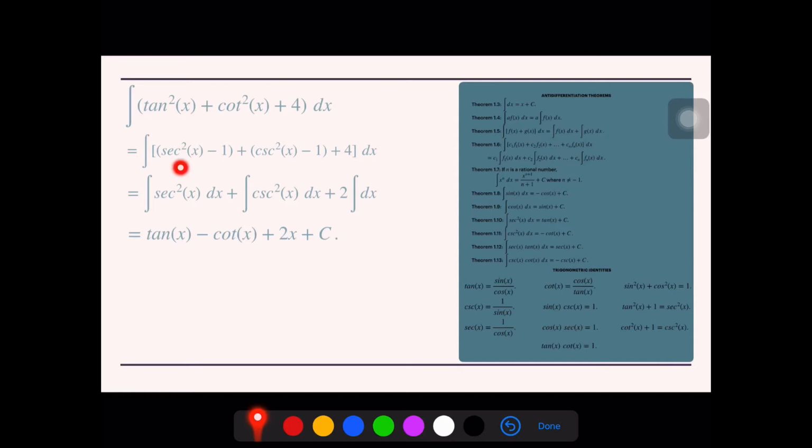We have here secant squared x minus 1 instead of tan squared x by manipulating algebraically this trigonometric identity tan squared x plus 1 equals secant squared x. For the benefit of others, we just transposed positive 1 to the right side of the equation. That's why we have tan squared x equals secant squared x minus 1. Similarly, for cotangent squared x, we can use this trigonometric identity and substitute cosecant squared x minus 1 for cotangent squared x.